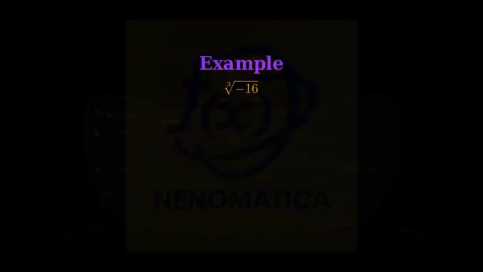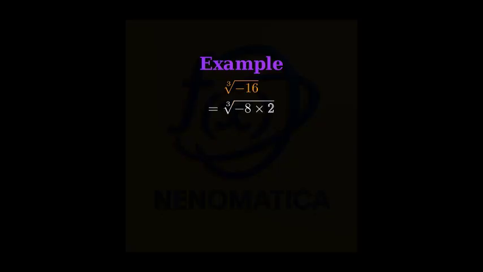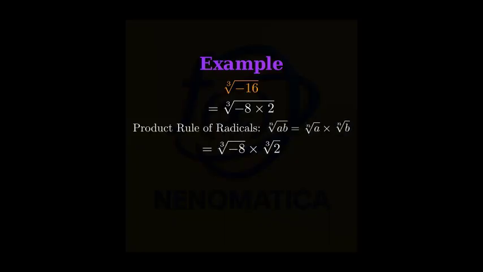Calculating the cube root of negative 16. First, let's break down negative 16 as negative 8 times 2. We can separate this expression by using the property that the cube root of a product equals the product of the cube roots. So we get the cube root of negative 8 times the cube root of 2. Now, let's focus on the cube root of negative 8. We can express negative 8 as negative 2 cubed.